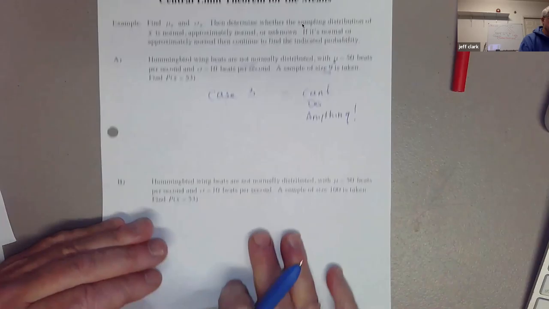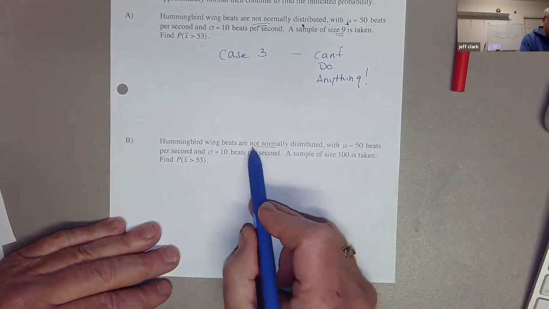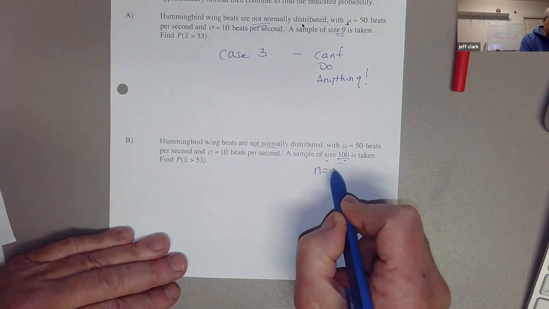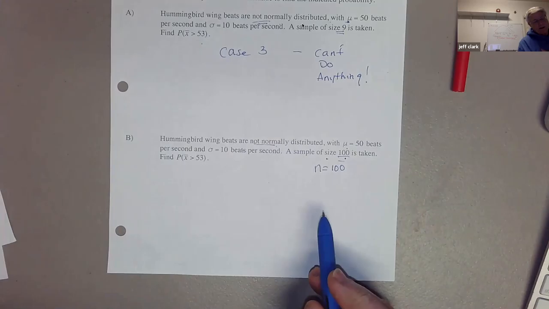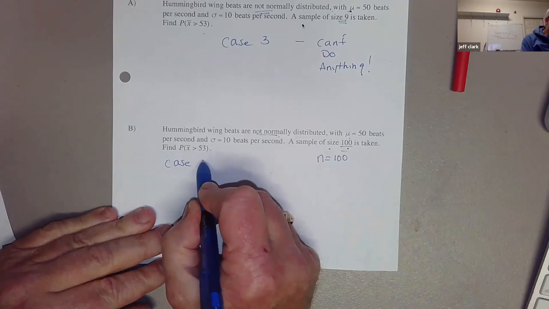Okay, let's try this one. Hummingbird wing, same kind of problem, but wing beats are not normally distributed. Same thing, but for the sample size, they're looking at 100 hummingbirds. So my n is equal to 100. That's bigger than 30. So that supersedes it not being normal. If it said normal, that's the best, but it doesn't say that. So now I can say it's case two, approximately normal.